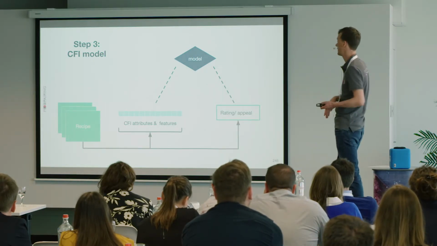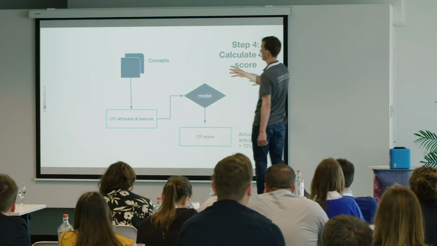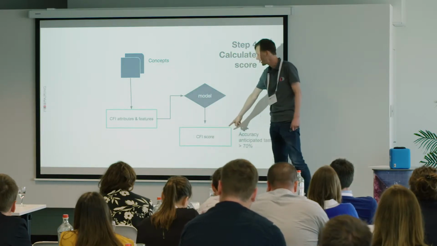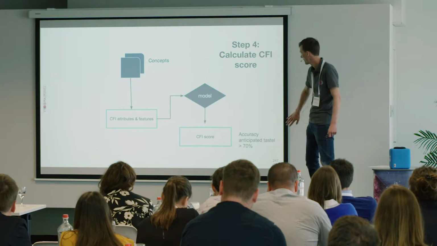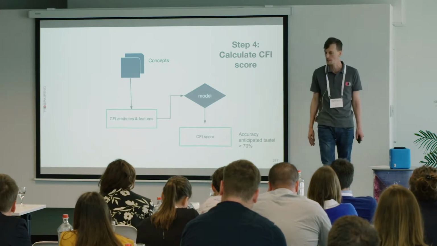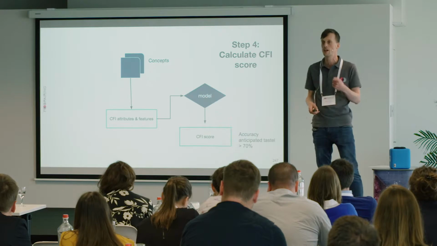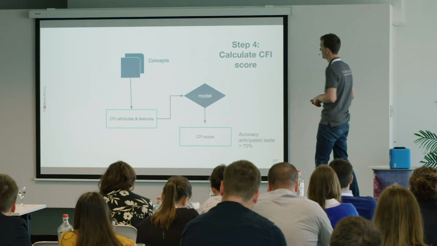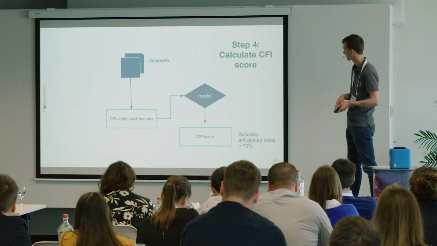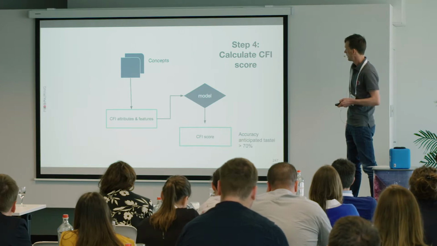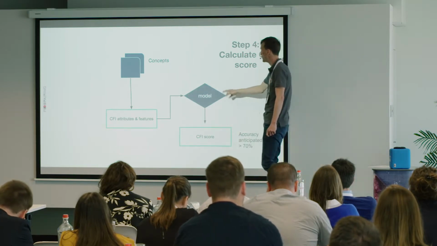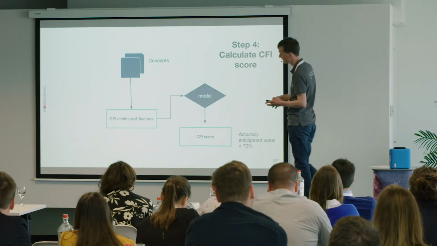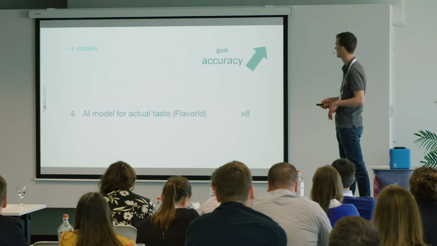And once we have that model, it's great, because then we can plug concepts into the model, extract attributes, put them to the model, and get a CFI score. And on anticipated taste, we also have an accuracy higher than 70%. So for 7 out of 10, we can predict how it will be liked or disliked. And once we have that model and we do iterations, or we have new data available, we can continuously improve that model and increase the accuracy.